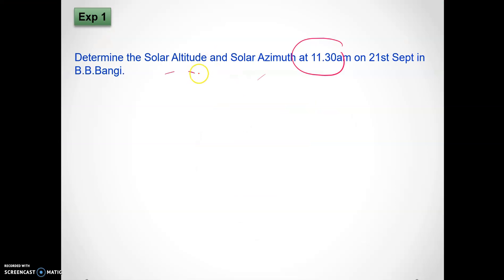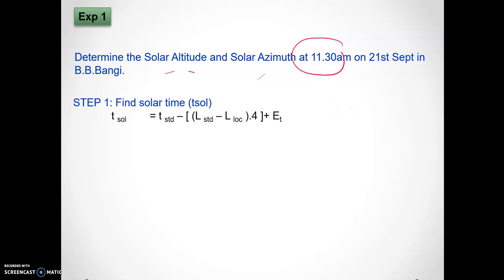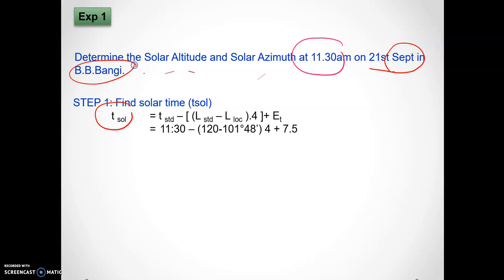So now we are going to determine the solar altitude and solar azimuth at 11:30 AM on 21st September in Bandar Baru Bangi. So the first one, we have to find the solar time, T sol. T sol here is equal to time standard minus L standard minus L location times 4 plus ET. So please refer to the month, which is September, and the location is Bandar Baru Bangi.